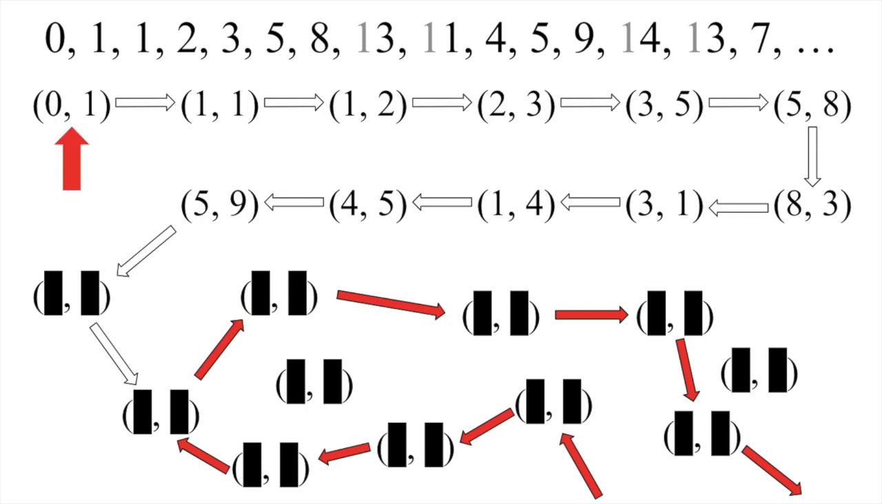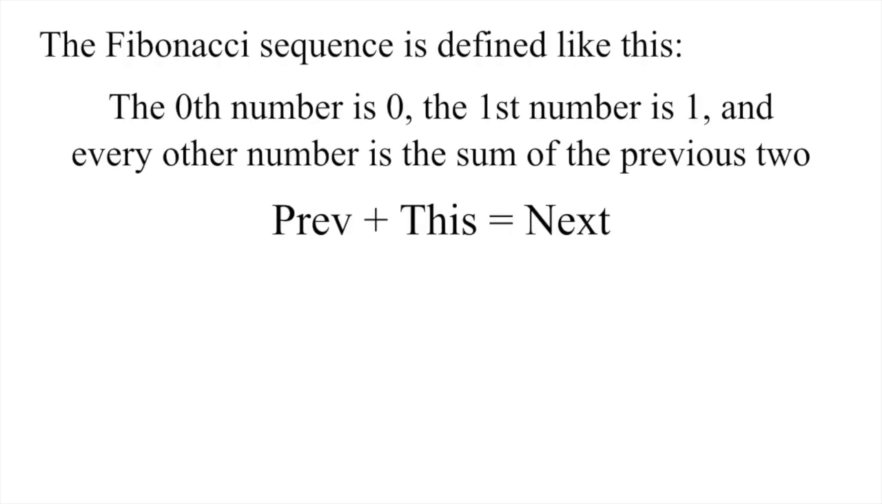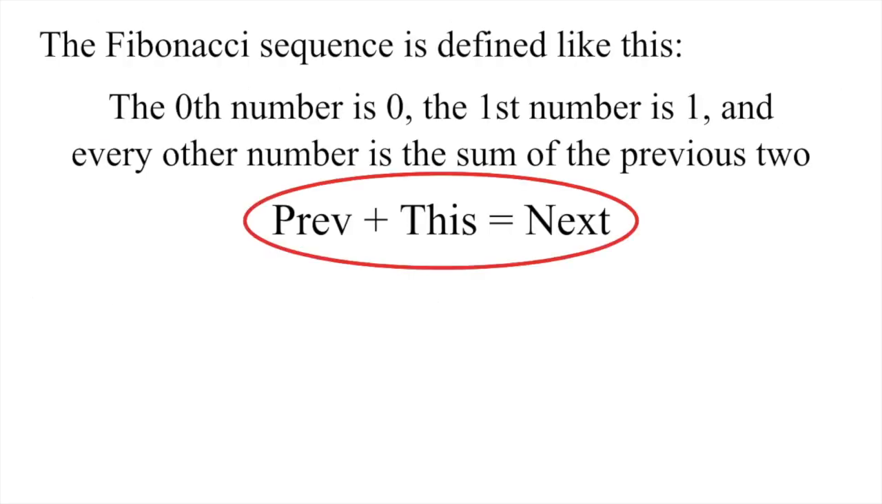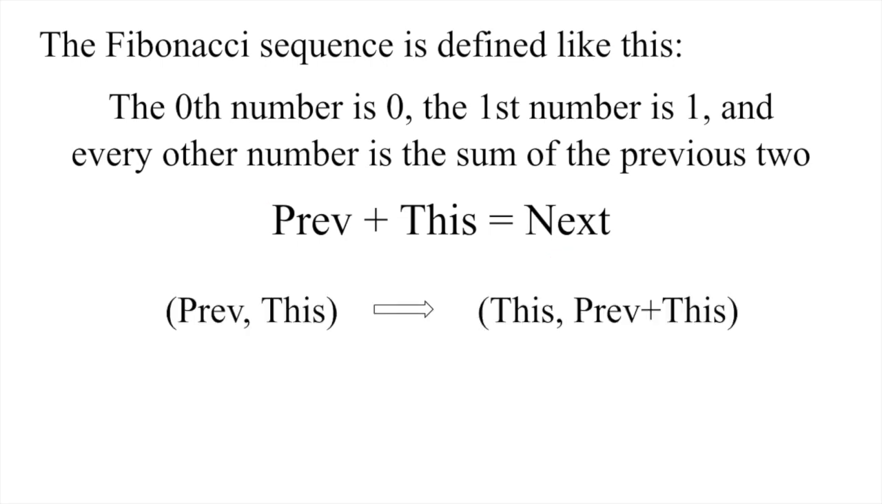To answer this question, we have to go back to the definition of the Fibonacci sequence. Specifically, this line right here, previous plus this equals next, is the thing that makes it so that each pair points to exactly one other pair. This is because the next term can be calculated from the previous two terms using addition. So the only thing that can possibly come out of this pair is this pair. For example, if we have the pair 8, 3, the only place it can possibly go is 3, 8 plus 3, which is, of course, 3, 1.